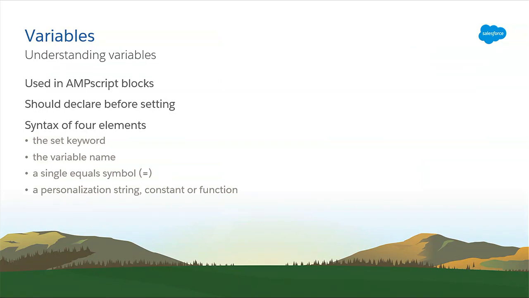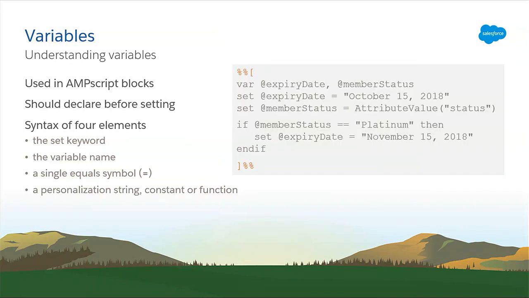So before we can set variables in AMPscript, we have to declare them. And we declare them with this var keyword, followed by one or more comma delimited values. So let's have a look here.